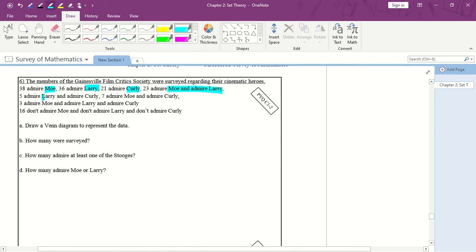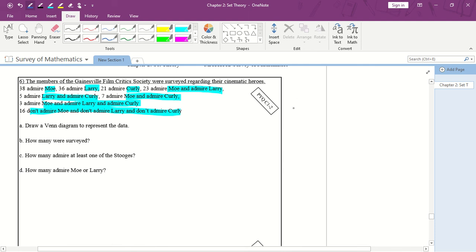5 admire Larry and Curly. 7 admire Moe and Curly. And 3 admire Moe and Larry and Curly. And 16 don't admire Moe and don't admire Larry and don't admire Curly. Okay, and the question asks you to draw a Venn diagram to represent the data.